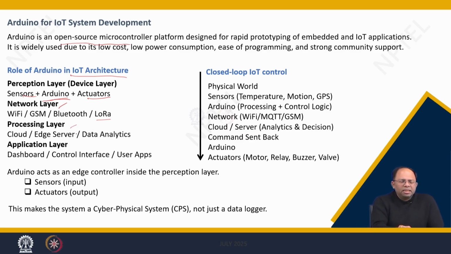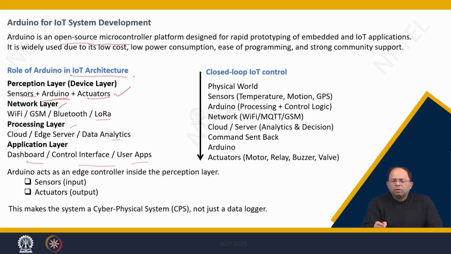Then the processing layer, that is cloud, edge server, the data analytics, that means where the information is sent and then what is done, how it is analyzed, which is of course beyond the capacity of an Arduino board, right? Arduino board would be sending the signals. It can do some amount of edge calculations, that means it can do some calculations within itself, but it cannot do very detailed calculations, because it doesn't have so much memory to store the instructions and so on. And then finally is the application layer, which is the dashboard, control interface, user app. So out of these 4 layers, this is where Arduino sits.